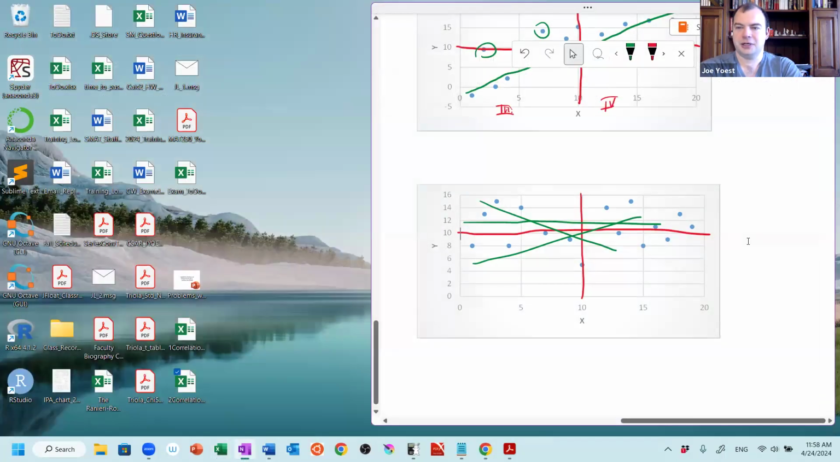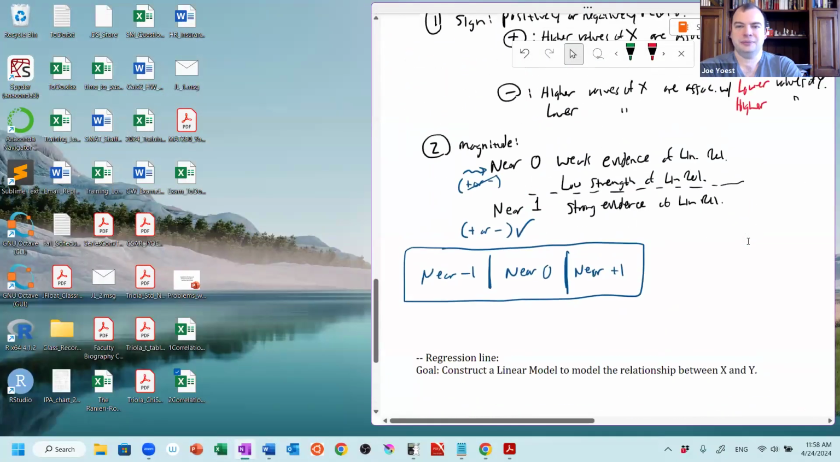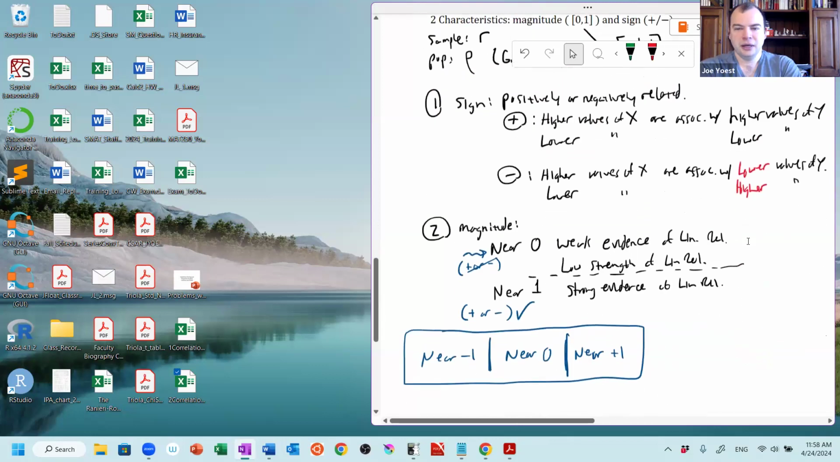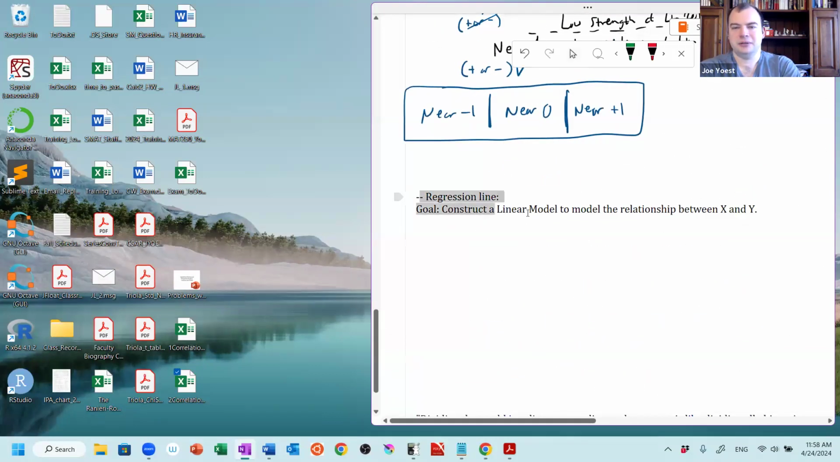Okay, any questions on correlation? All right, when we come back next time, we will talk about regression. We'll go through some examples in Excel.